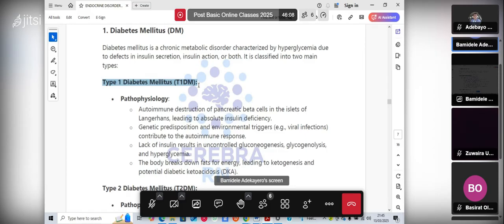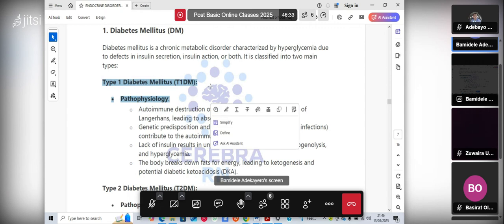Okay, and we call it insulin dependent diabetes mellitus. It is type 1 DM, also called insulin dependent diabetes mellitus, because there is no insulin production at all, either because the pancreas is not able to produce insulin or because of whatever reasons, there is no insulin at all.